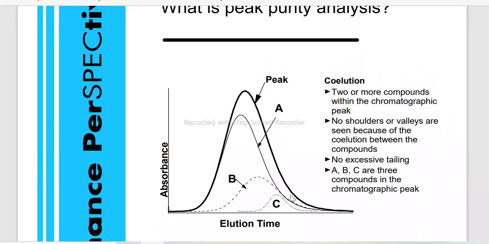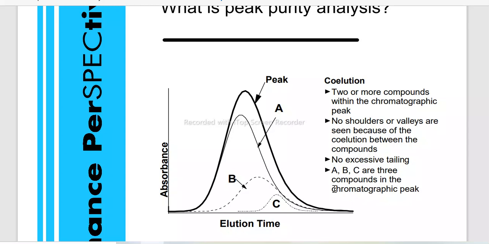This is a peak graph, where three peaks A, B, C are co-eluting at the same RT. If you run your sample in the UV detector, you cannot easily differentiate between the co-eluting peaks. Why? Because no shoulders or valleys are seen because of the co-elution between the compounds, no excessive trailing, and A, B, and C are the three compounds in the chromatographic peak.